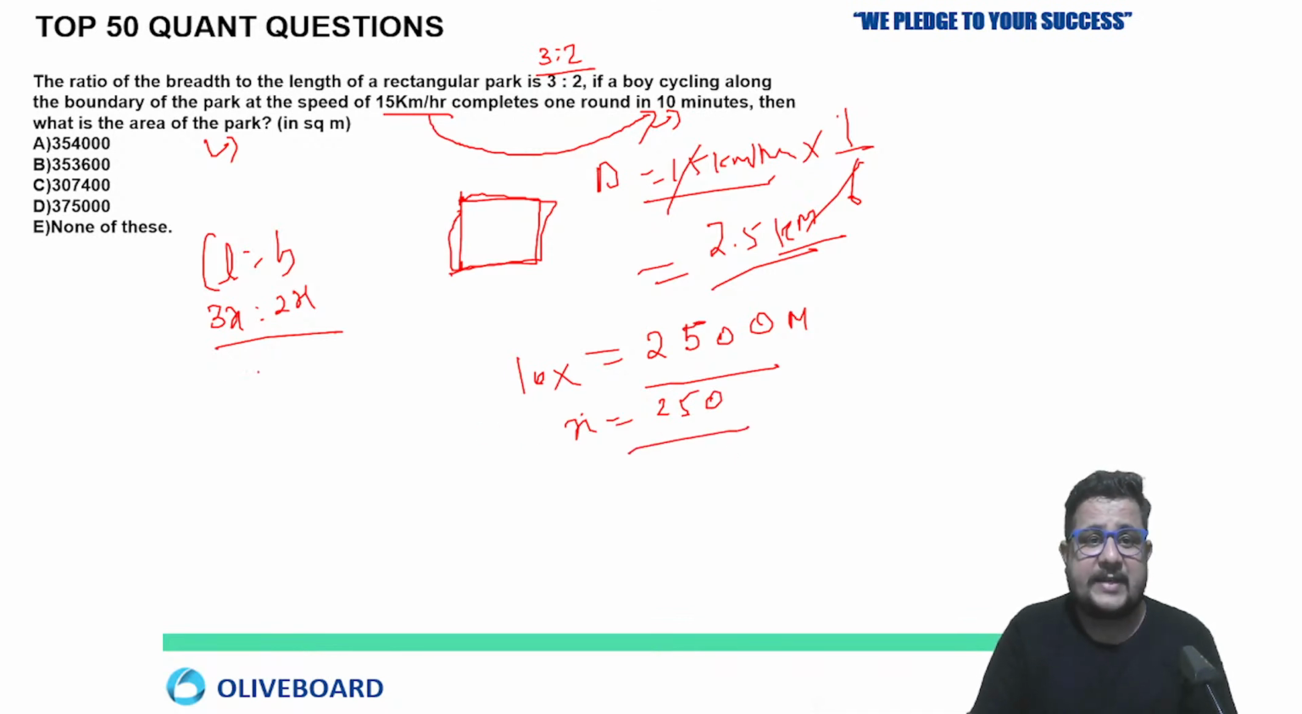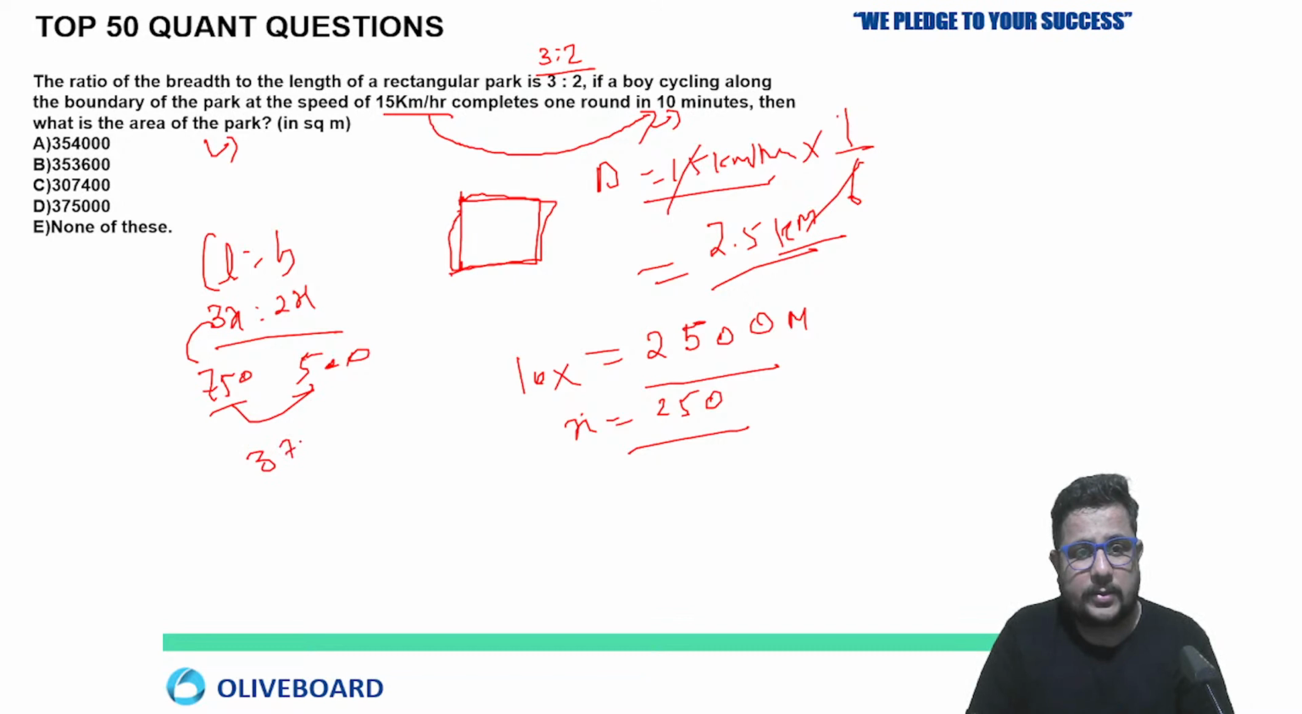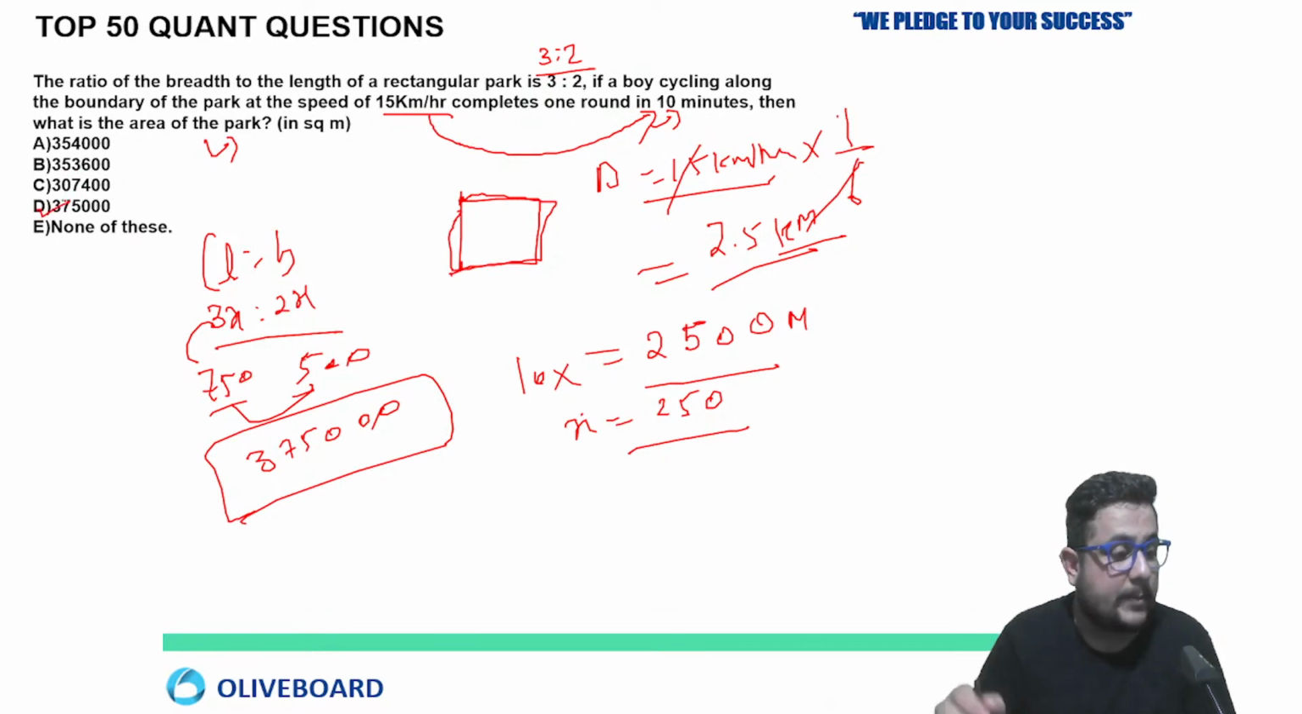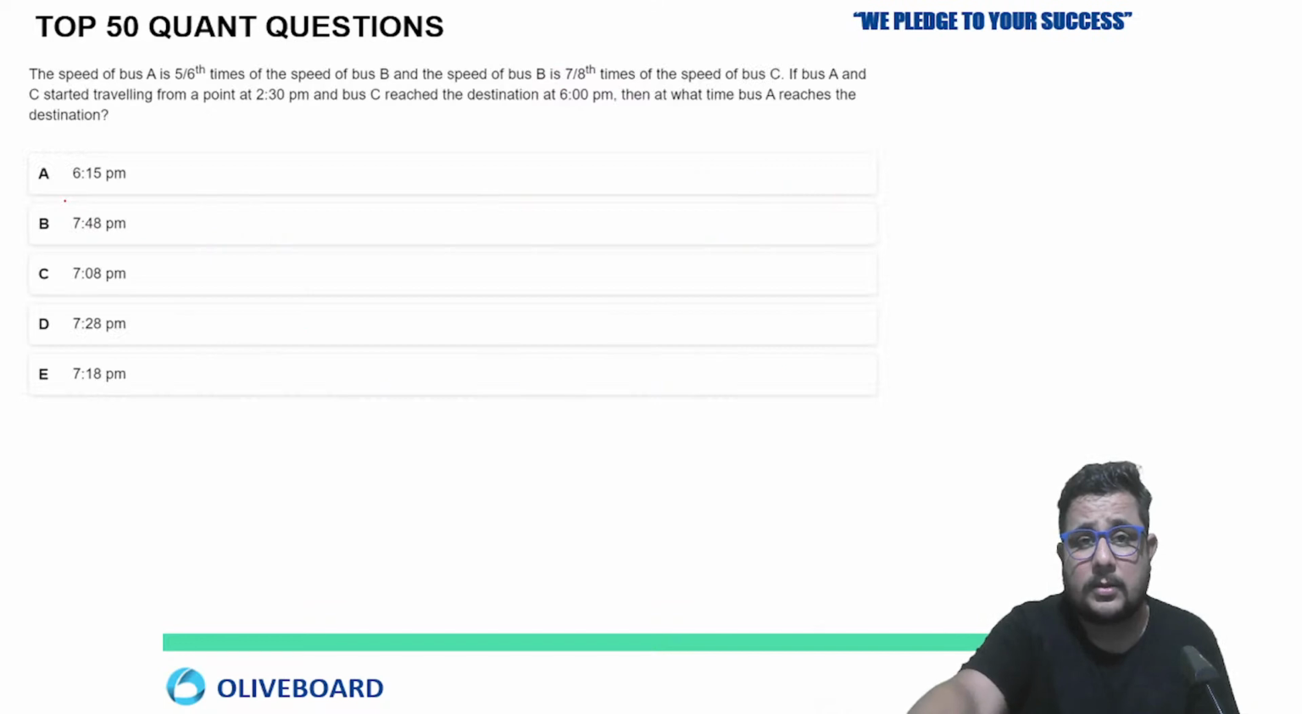If x is 250, then length is going to be 250 into 3, that is 750. Breadth is going to be 250 into 2, that is 500. Now just multiply these: 750 multiplied by 500 gives 375000, which is given in option D. So that is going to be your answer, in square meters, because it is mentioned. Hope it is clear.